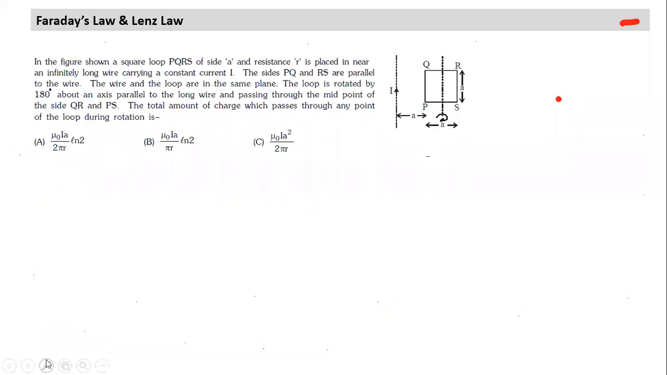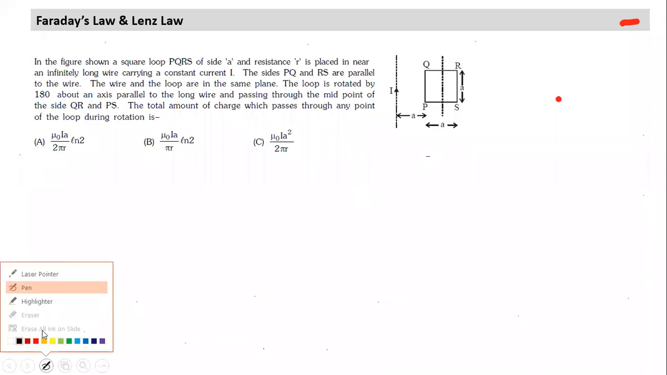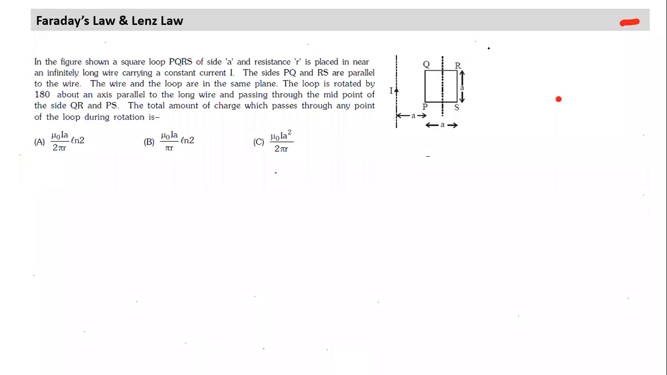Somebody is doing some annotation, somebody is writing something on the screen. I'm just erasing it off. You can see who wrote it. It doesn't matter. I don't think anybody did it on purpose, so it's okay.